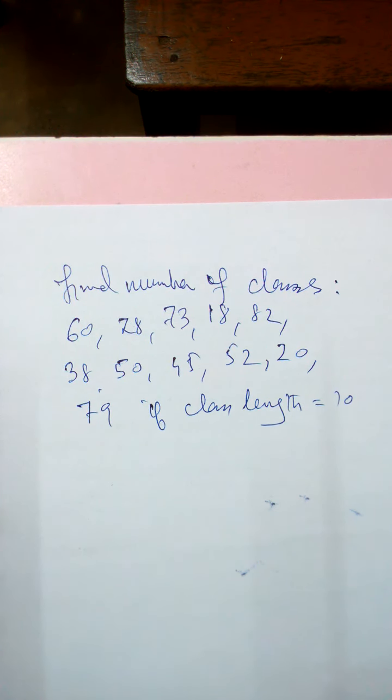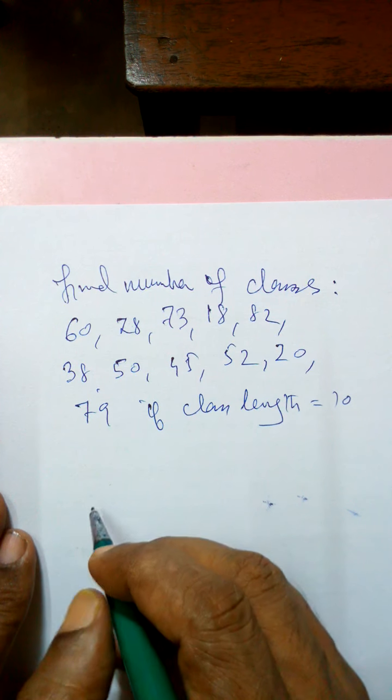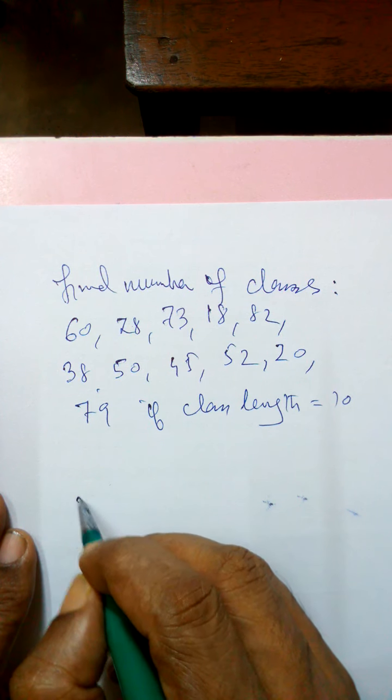You'll be asking, how do you know that class length is 10? That is normally decided according to the nature of the data. So it is 10 units, it may be 5 units, it may be anything else. Now what will be the number of classes if you want to find n?